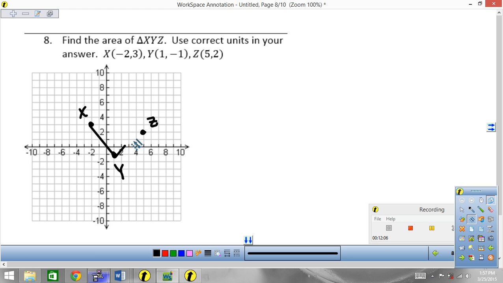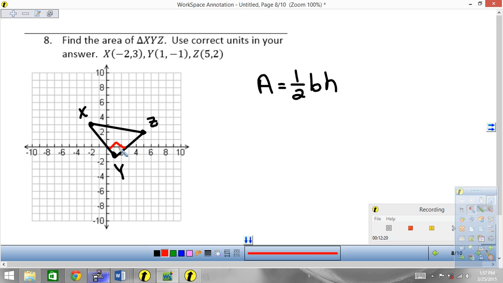We can see that this is a triangle. For me to calculate the area of a triangle, I need to know 1/2 base times height. Before I can move on, I'd like to confirm that this is a right angle, because if this is a right angle, then I know one of these is the base and one of these is the height. To know if they are perpendicular, their slopes need to be opposite reciprocal, so I'm just going to quickly check that.